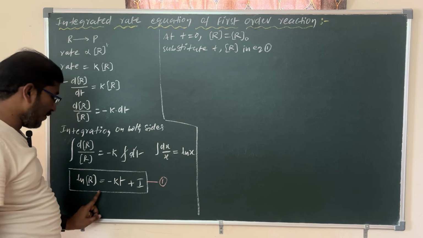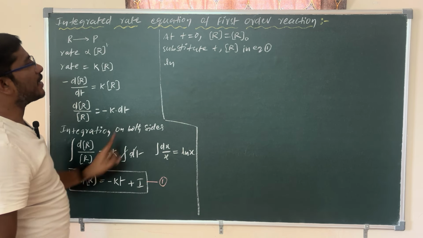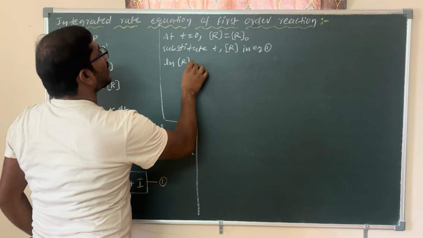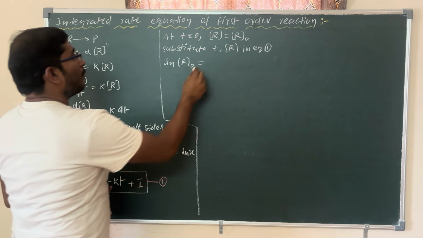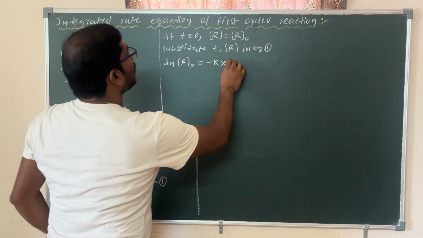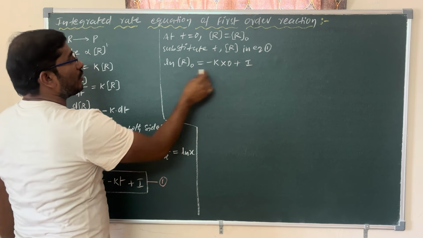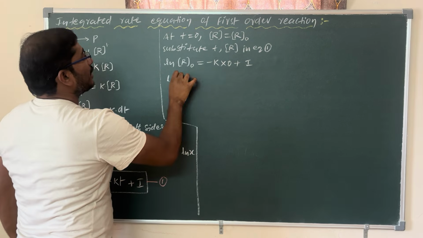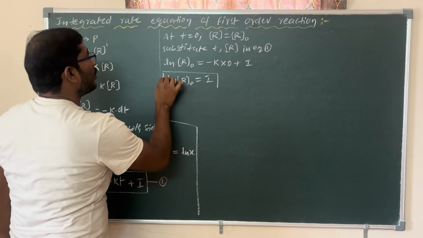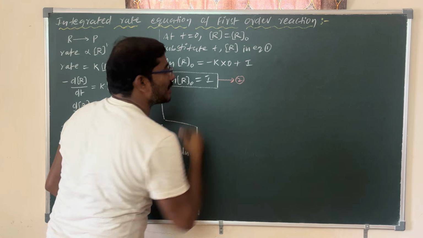What is equation 1? This is equation 1. ln of the concentration of reactants, where I substitute the initial concentration, is equal to minus K into, in the place of t, 0, plus I. Minus K into 0 becomes 0. The remaining part is ln of the initial concentration of reactants equal to I. I am taking this as equation 2.